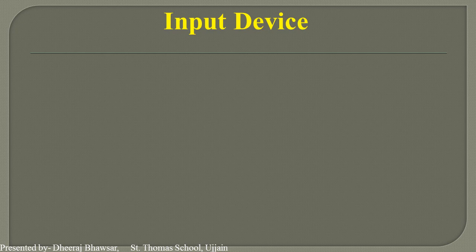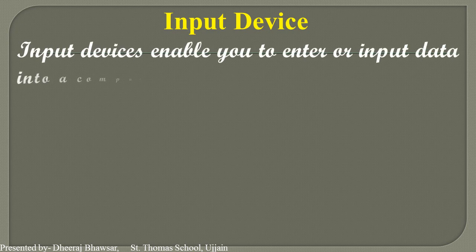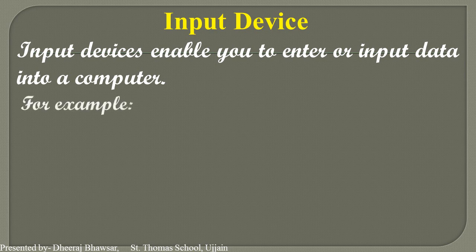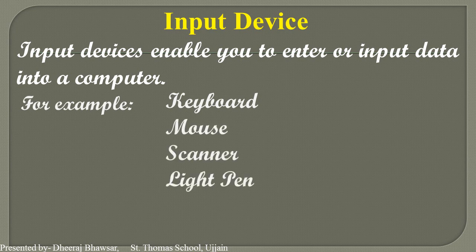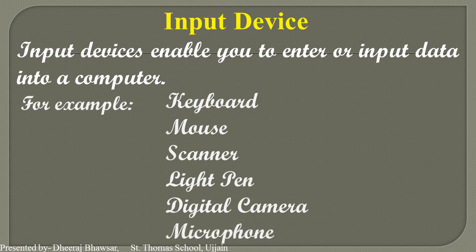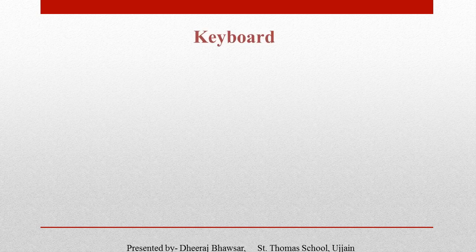So first, input device, external input device. The input devices enable you to enter or input data into a computer system. It means with the help of input devices we can enter our data into the computer system. For example, keyboard, mouse, scanner, light pen, digital camera, microphone, and so on. First external input device is keyboard.